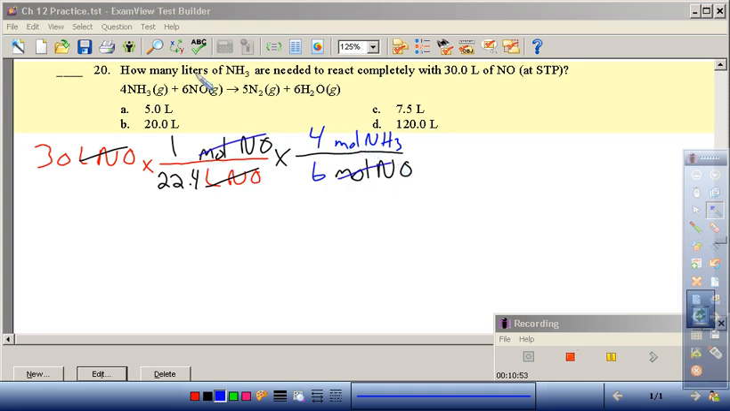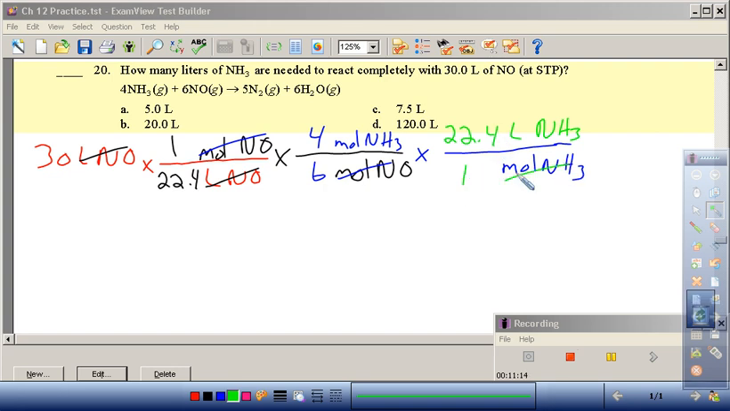Now I'm in moles of NH3, but I want liters. So I got to keep going. Take my given. I'm trying to get to liters, and I can get to liters now. I can go from moles to liters of the same substance. It's always 22.4. It's always 1 mole. And I'm going to multiply and divide that across.